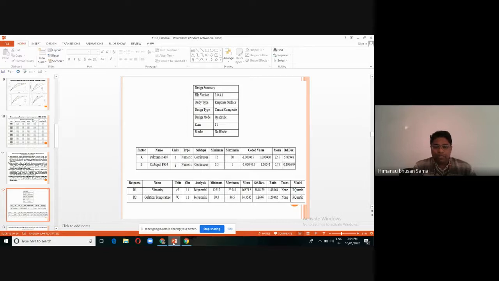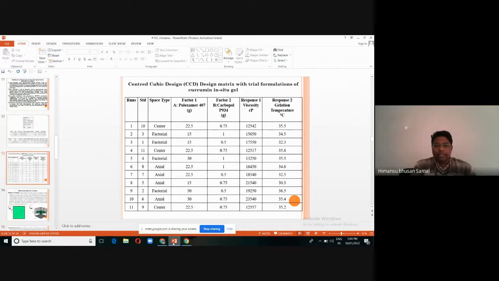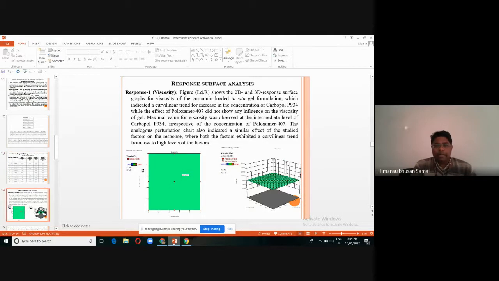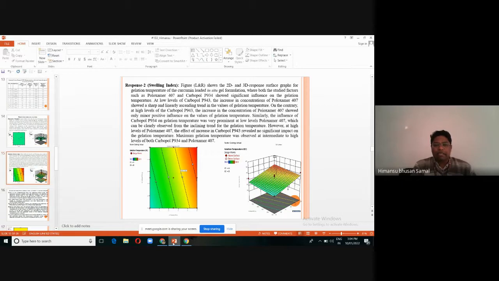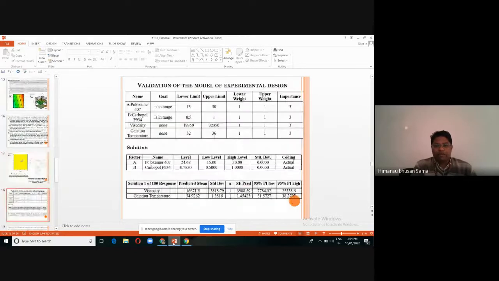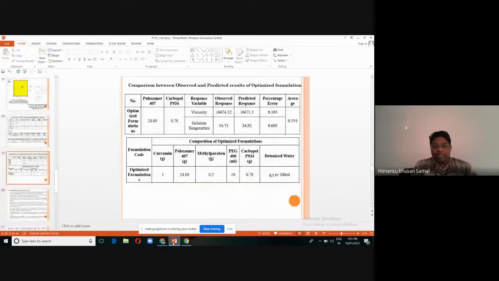We have taken Poloxamer 407 and Carbopol 934. After using the central composite design, this is the formulation table. Then we have checked the responses. What we have found is that for response one, that is viscosity, and response two, swelling index, with an increase in the concentration of Poloxamer, both these factors increase. So next we optimize, and this is the optimized formulation.